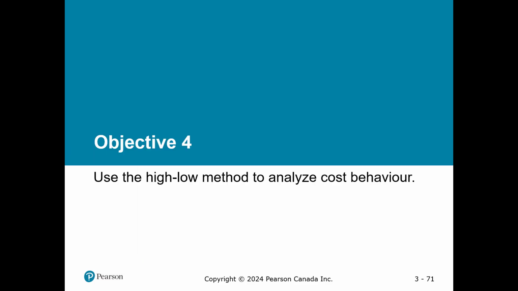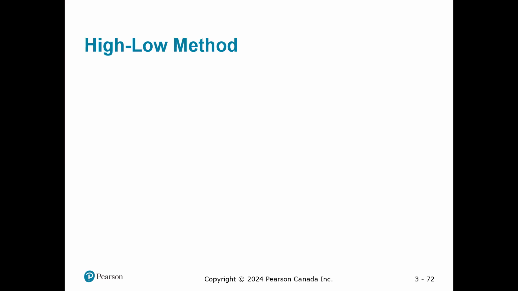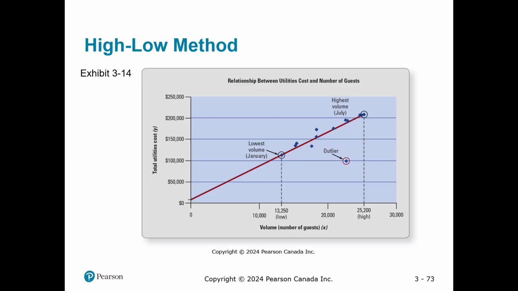So what's another method? We can use the high-low method to analyze cost behavior. So let's look at the high-low method. How does it work? It fits a mixed cost line. We can see it's mixed because, of course, this is not at zero, right? So it fits a mixed cost line through the highest and the lowest point in the data. We then use this to develop a cost formula which will help managers predict costs at different levels of activity.